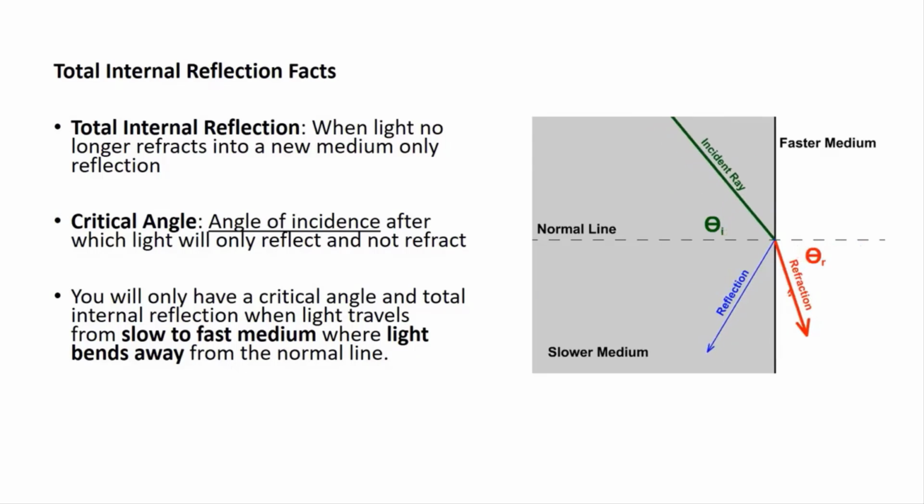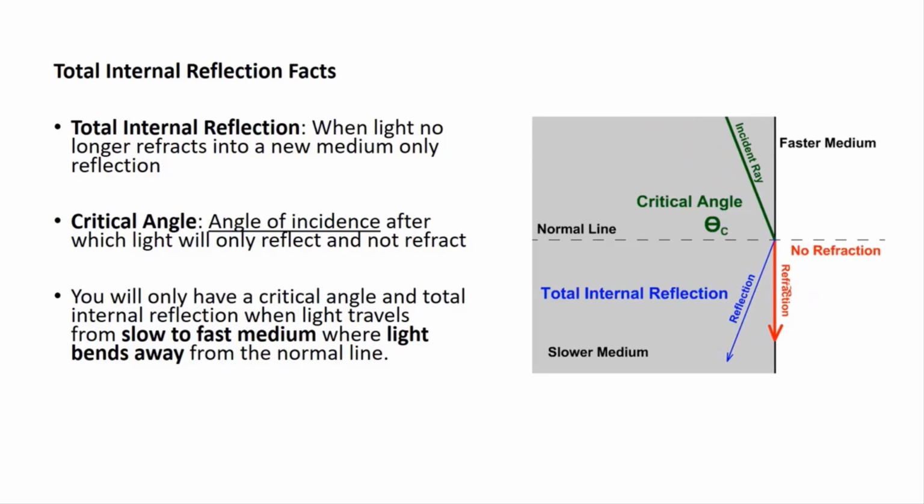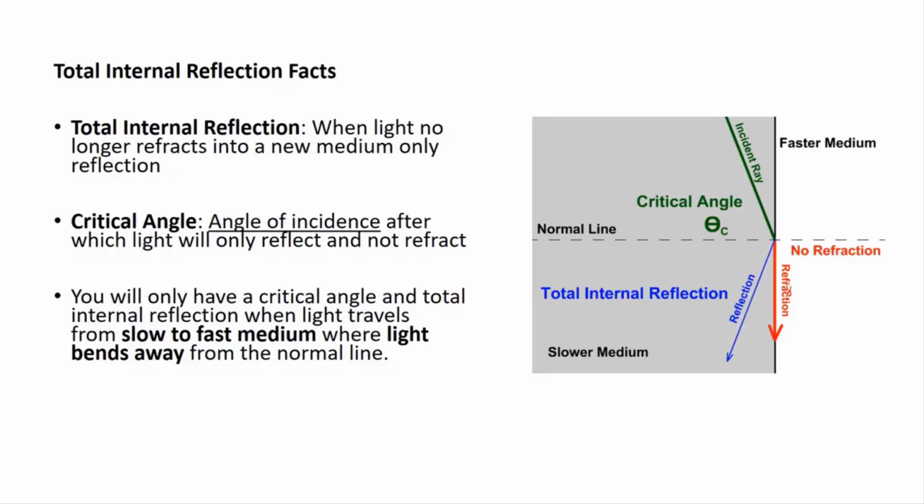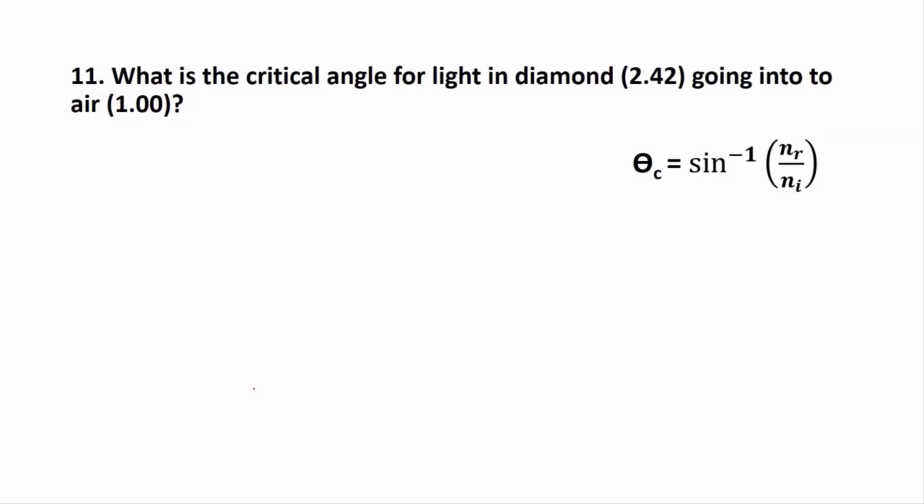So they kind of work together. At the critical angle, there's only going to be total internal reflection and no refraction left over. And it's also only going to occur from a slow to a fast medium. It will never occur from a fast to a slow medium because of the way that the bending occurs. What is the critical angle for light in diamond going from 2.42 to air 1.0? Well, you're going to go ahead and use the equation.